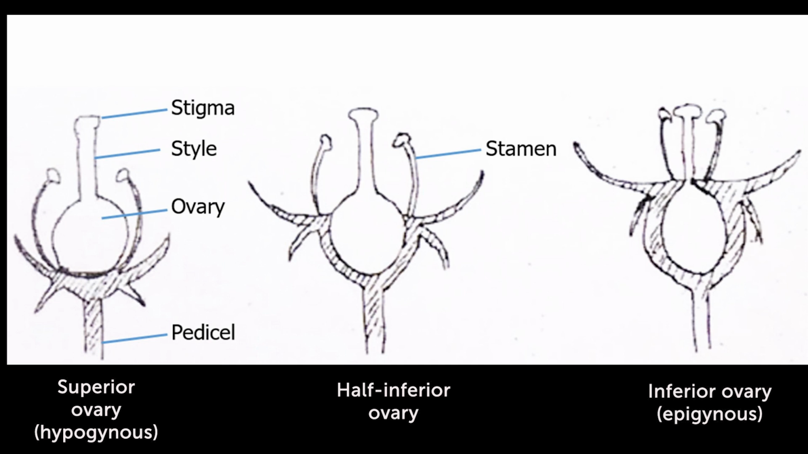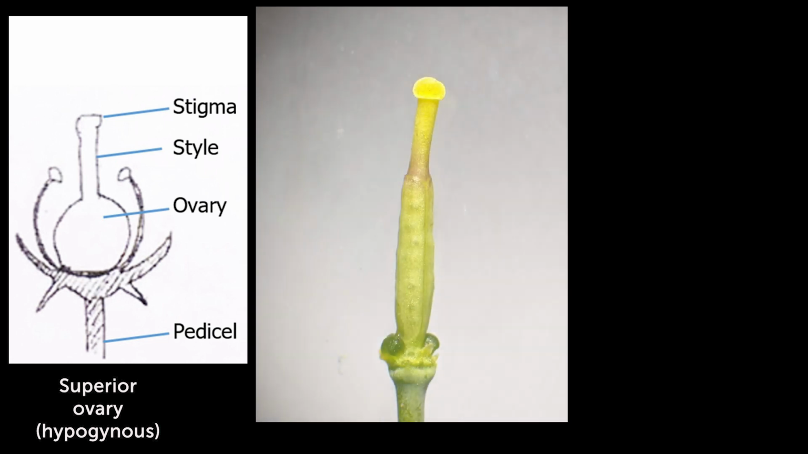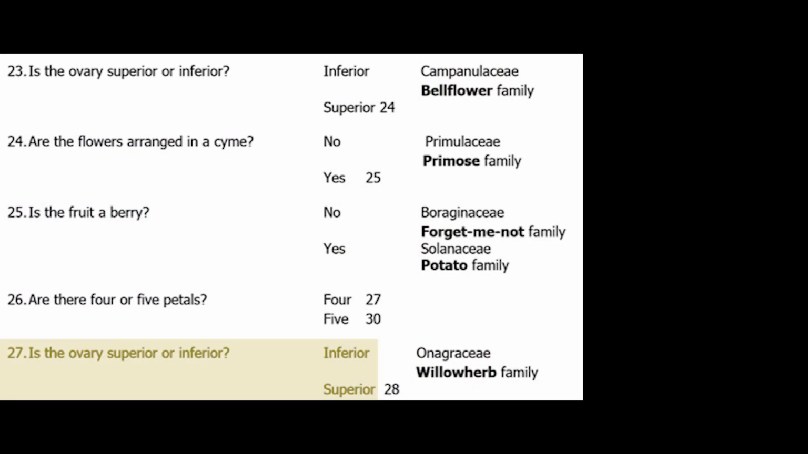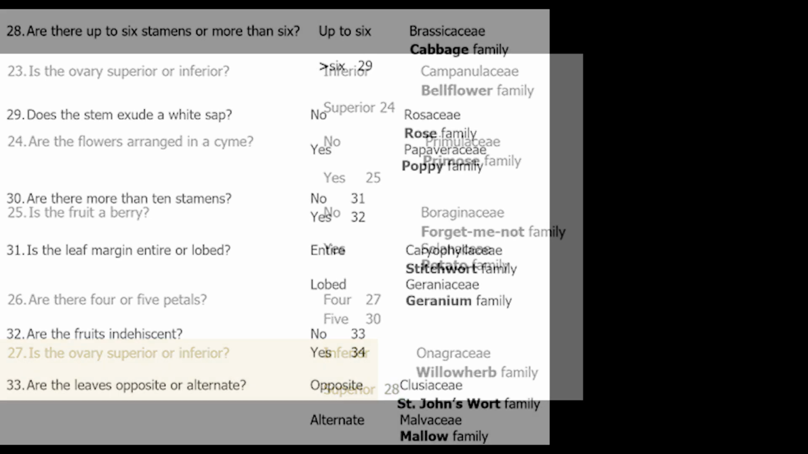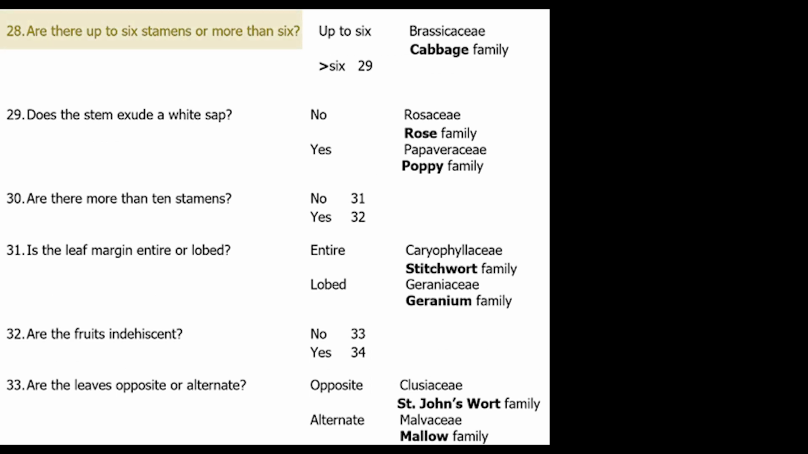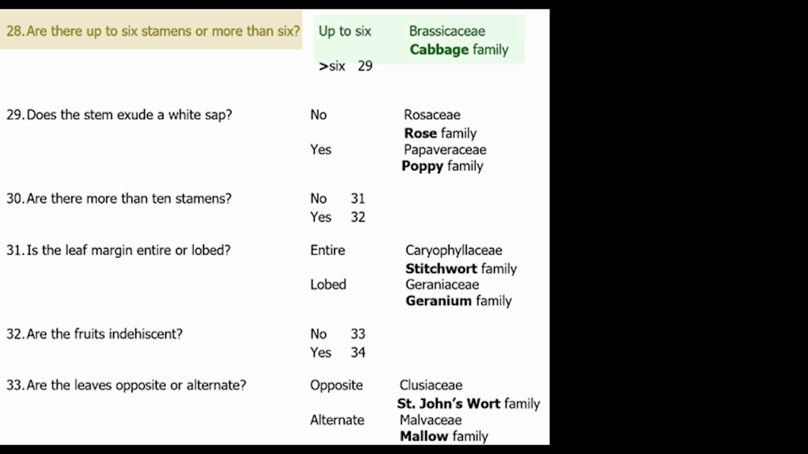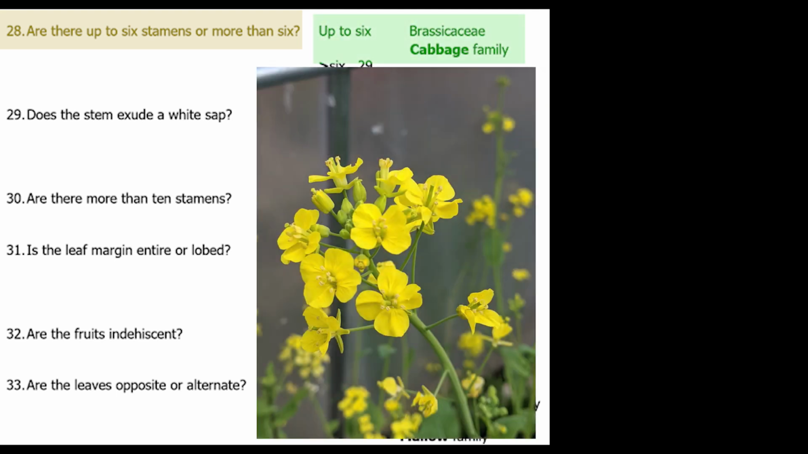As we'll see later, all the Asteraceae members have inferior ovaries, as do apple and plum and hawthorn flowers. But right now we can safely say that this flower has a superior ovary where the flower parts are tucked in under the ovary. So for question number 27, the answer is superior, which means we need to find question number 28. Question 28 asks, are there up to 6 stamens or more than 6? And if you remember, we had 4 tall stamens and 2 short stamens. So it is up to 6, which means that this is a member of the Brassicaceae family.